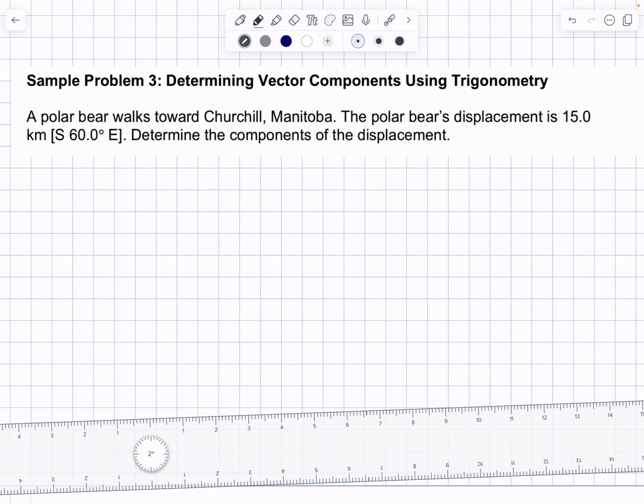So I'm going to set up rough reference coordinates from which I'm going to measure and draw a rough sketch of this displacement.